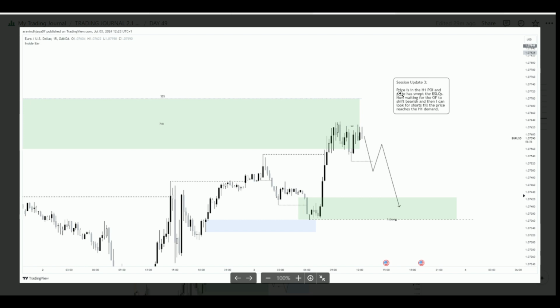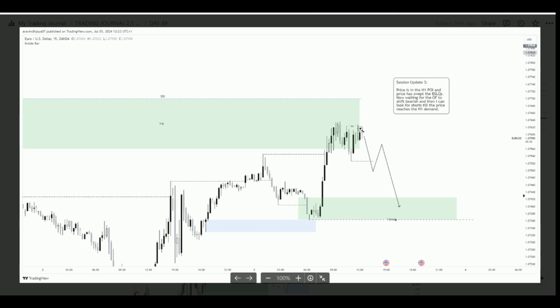Session update 3. I didn't mention the timing, sorry. Price is in the H1 POI and has swept the buy side liquidity. Now I'm waiting for the order flow to shift bearish, and then I can look for shorts till the price reaches the H1 demand. Even though this does not have any lead, it is a strong demand which could be respected and the price would go up. So I would break even or take partials at this demand.